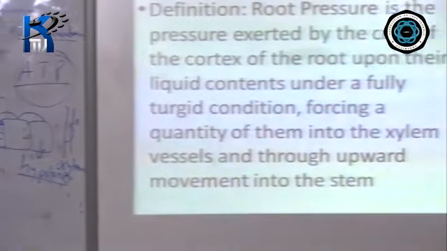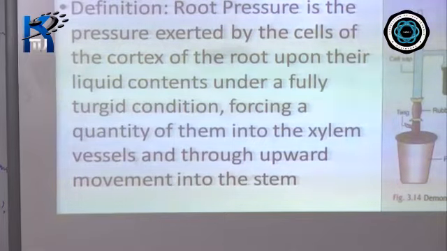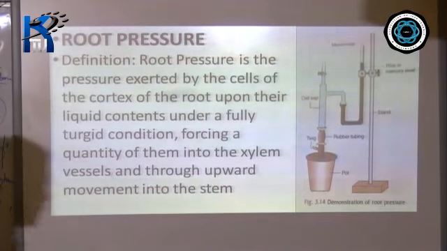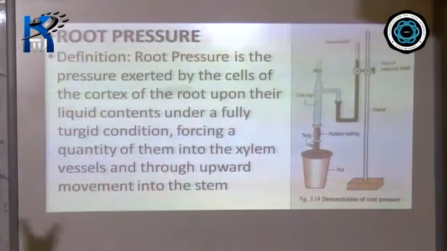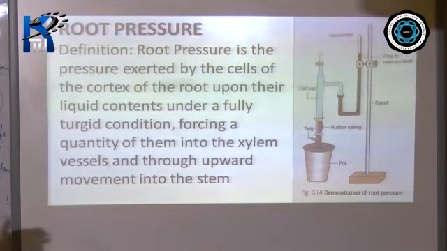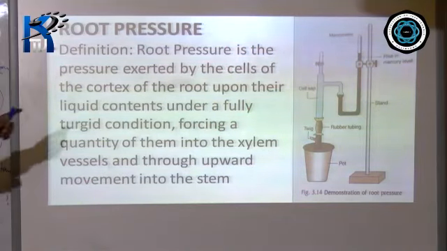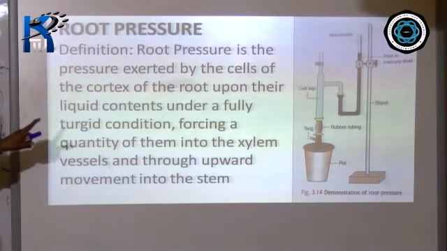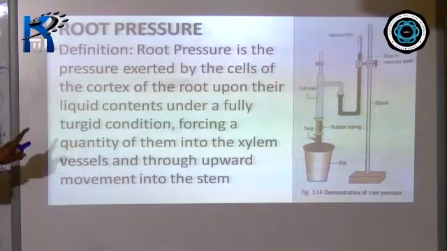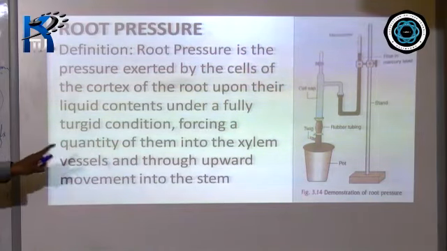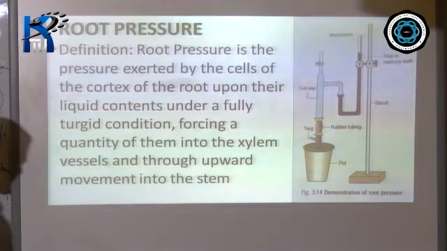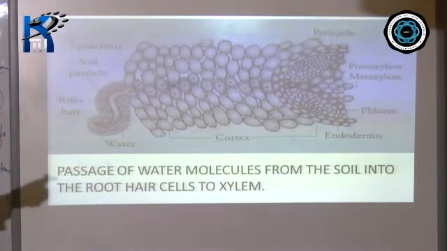Now I think the last one is root pressure, another process responsible for the root absorbing water and minerals. Root pressure is the pressure exerted by the cells of the cortex of the root upon their liquid content under a fully turgid condition, forcing a quantity of them into the xylem vessel and through upward movement into the stem. Just the next diagram, let's try to see here.